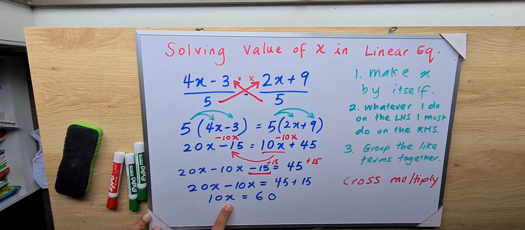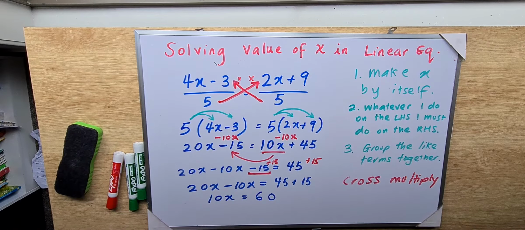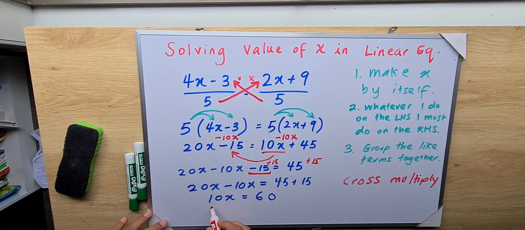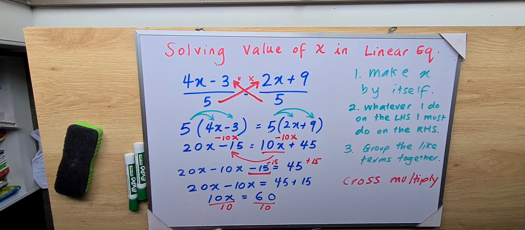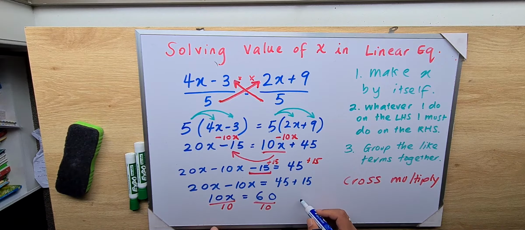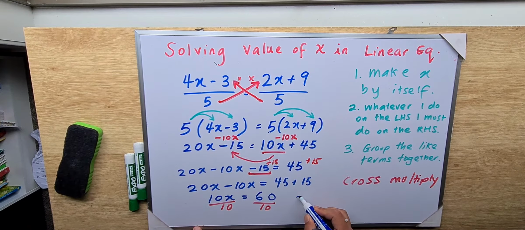And to get x by itself, all I have to do is divide by 10 on the left hand side and repeat the same process on the right hand side. Therefore x will be equal to whatever 60 divided by 10 equals. So x is equal to 6.